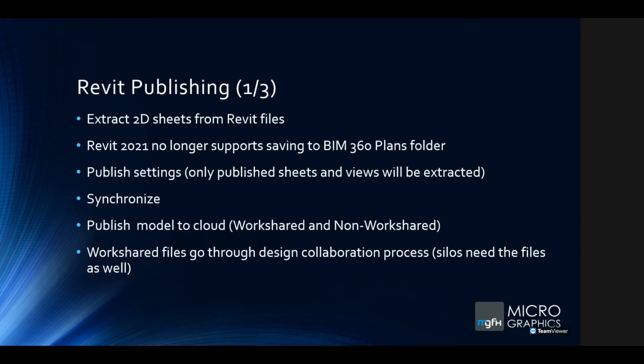Again, we're going to watch a short movie afterwards. You can see we can extract 2D sheets from Revit files. It's a very interesting one, this. And for those of you that use BIM 360, it's going to be an adjustment depending on how you work. But Revit 2021 no longer supports saving to a BIM 360 plans folder. It's just a heads up.